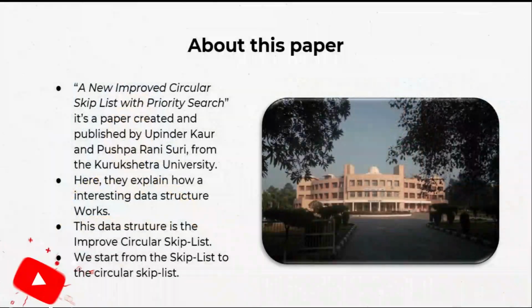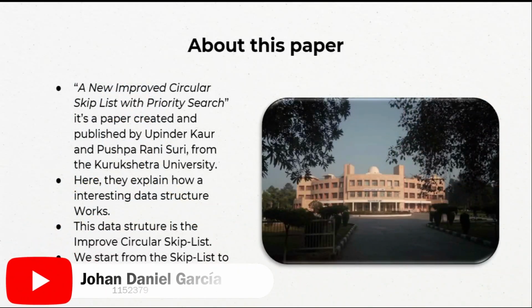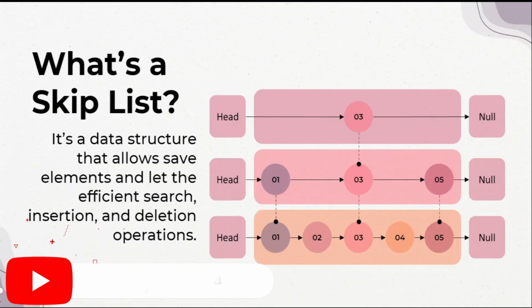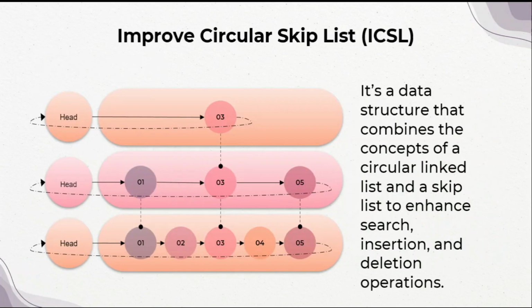and today we're going to talk about an improved circular skip list according to the paper. Let's start. This paper was made for Kuruksera University, and here they explain how circular skip lists work. But first, what is a skip list? It consists of multiple layers of linked lists where each layer is a subset of the one below it, like a pyramid, that you can see.